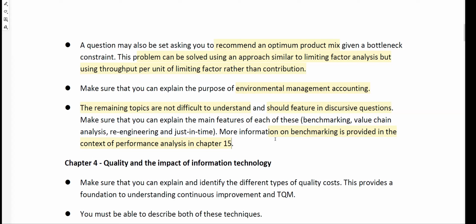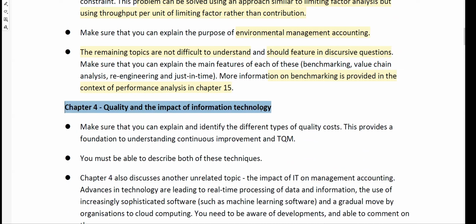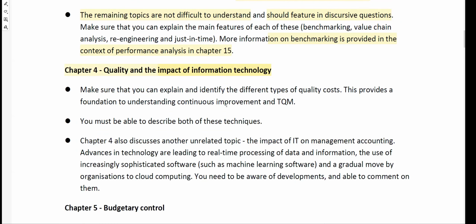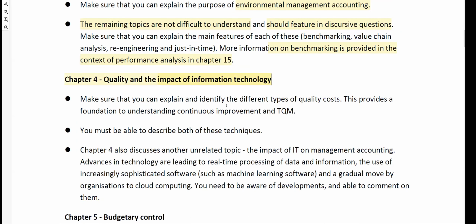Okay. Then from there, the next thing is to talk about quality and the impact of IT. The quality was in your syllabus, but IT is a new introduction, right? This wasn't in your syllabus before. IT was there, all right, but IT was under information systems only. But now we are going to look at real-time processing of data information, the use of increasingly sophisticated software like machine learning, AI, and a gradual move by organizations to cloud computing. So things like big data, cloud computing, we need to know the advantages and disadvantages of them and the ability to comment on them, right?